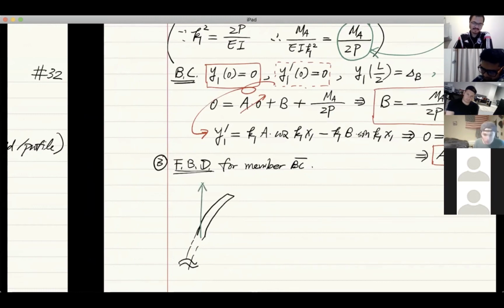And right here, this is y2, x2. This point is point B, and this point is point C. Right here you have a force acting at point C, and another force acting at point B. This is member BC, correct? And what do we know? Of course, there's also another internal moment, right here. What about the force? What will be the direction here?